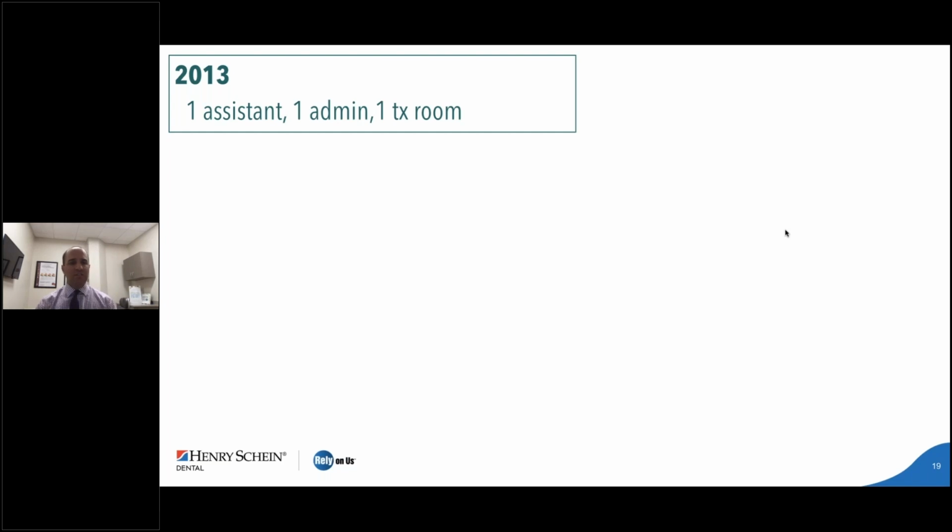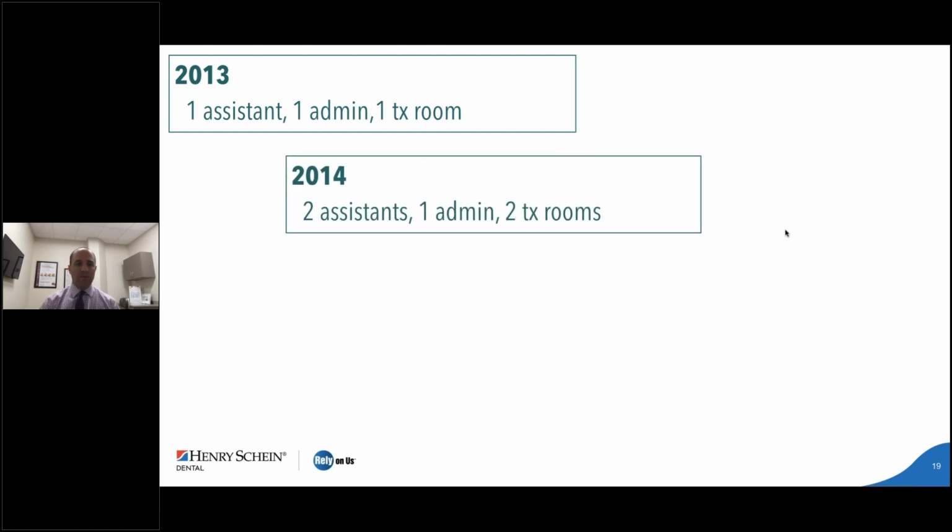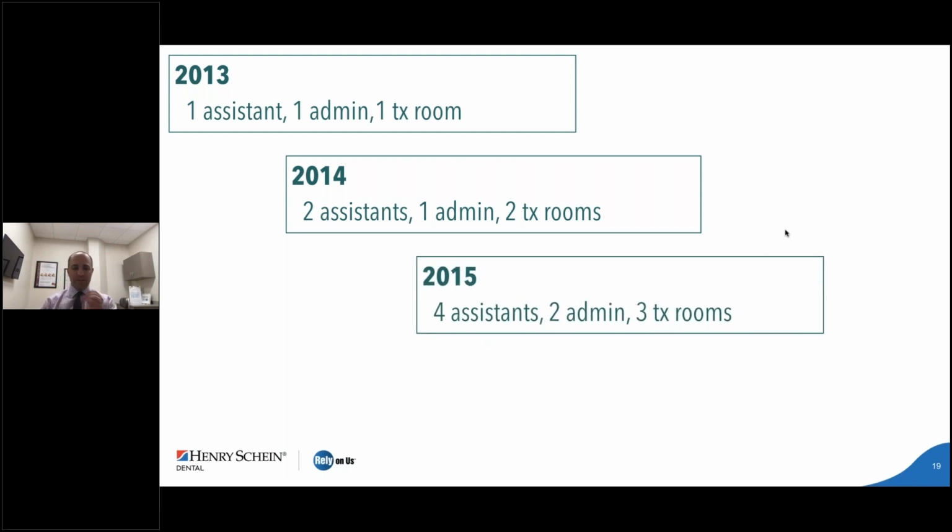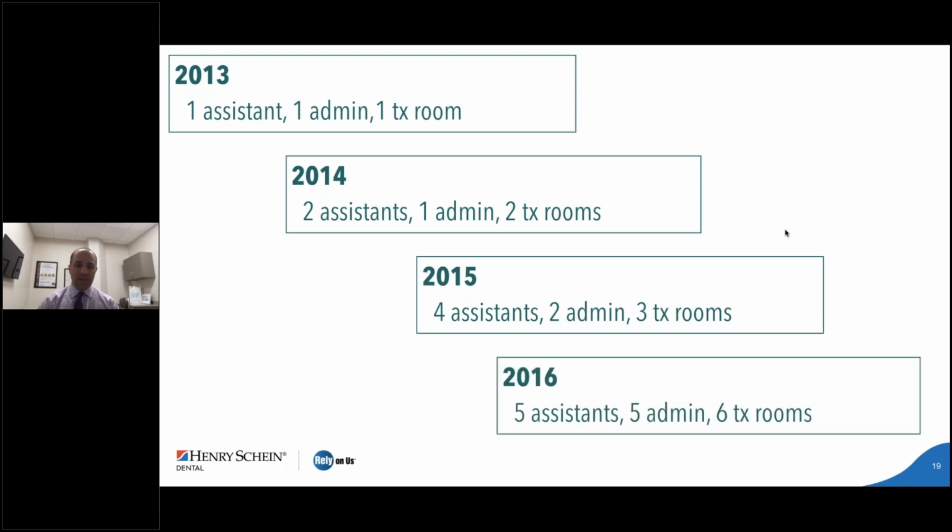So in 2013, this is what we had. We had 1 treatment room to work out of because we had a busy general practice. Then in 2014, I hired another assistant and we got 2 treatment rooms. And then in 2015, we retrofitted some of the office and we got 3 treatment rooms and 4 assistants. And then in 2016, we had to move into new space. So we moved into the new space that we're in now, and we had 5 assistants, 5 admin, and 6 treatment rooms.